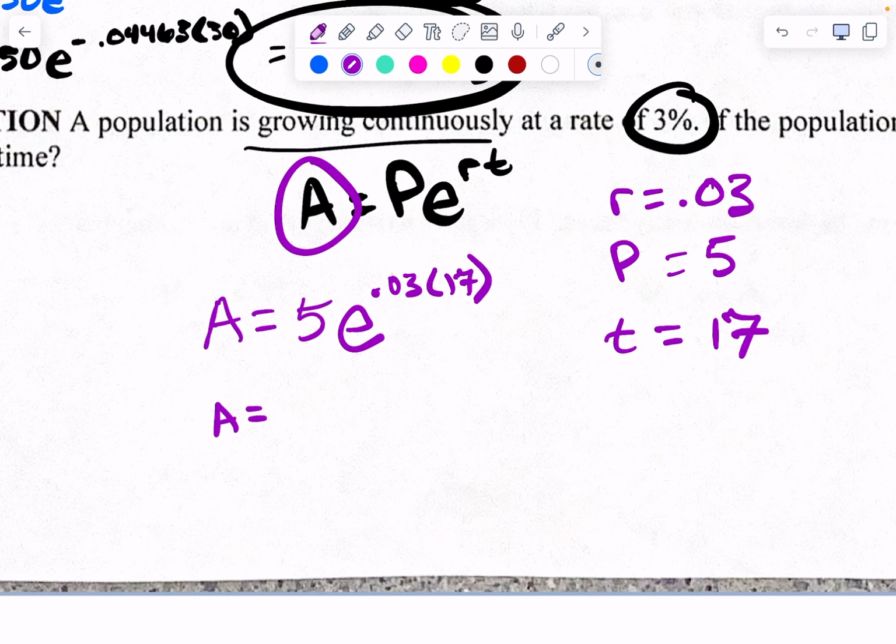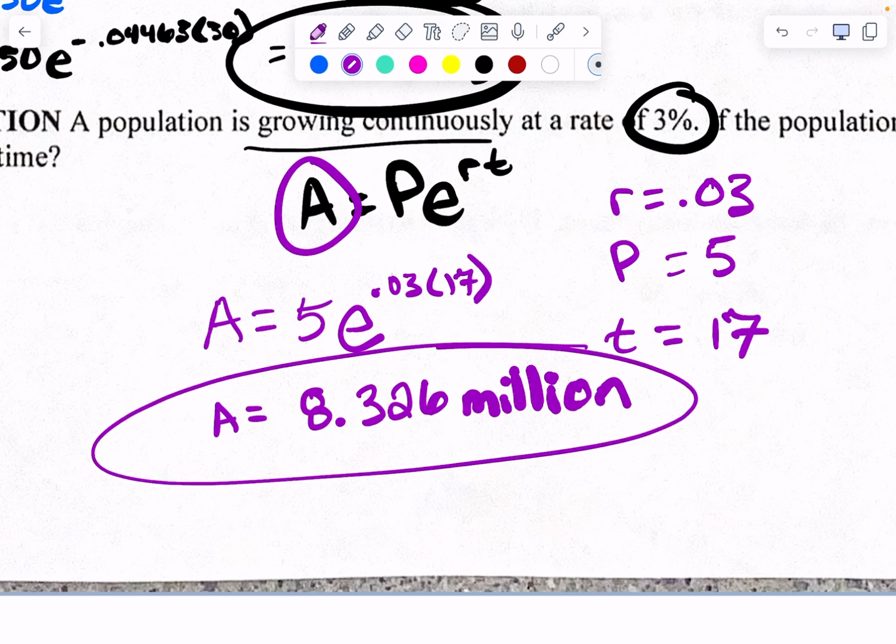What'd you get? I told you. 8.326? 8 million. I'm just going to go 3 decimal places. You didn't type it in right. Okay, I'm glad you asked though, because now we can fix it. It's taking 5e to this power and then that number times 17.